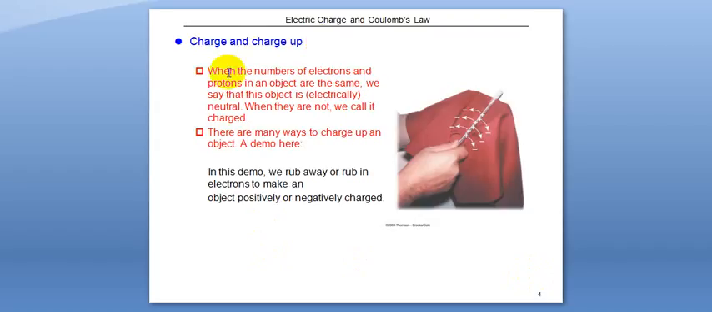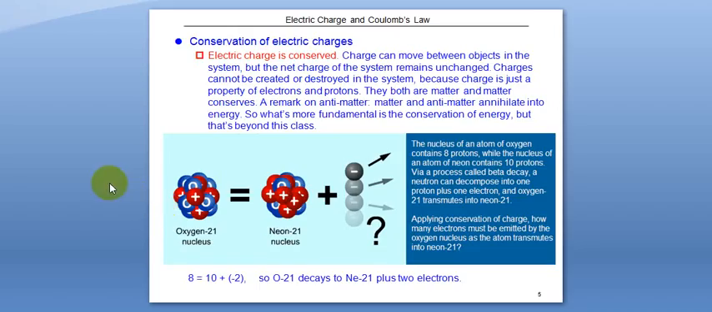Charge and charge up. Here you can see a cloth and a metallic body, and we created a charge between the two parts. In the demo, we transfer electrons to make an object positively or negatively charged. There are many ways to charge up an object. When they are not neutral, we call it charged. In the next slide, the observation of electric charge.